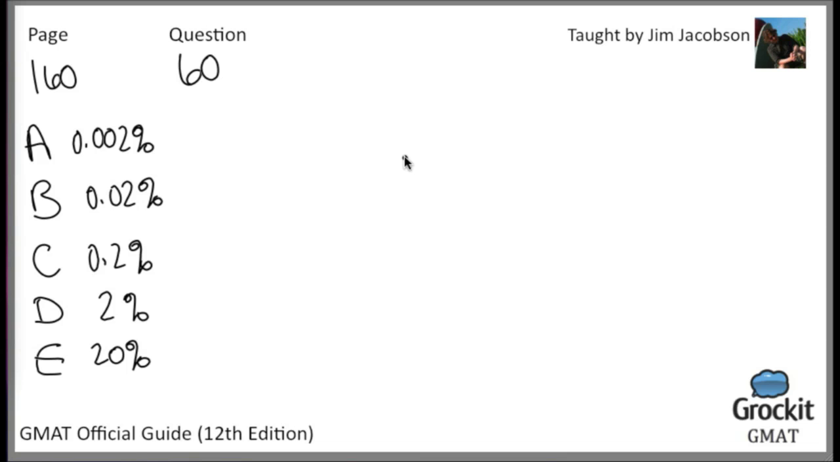So a glass was filled with 10 ounces of water, and 1/100th ounce of the water evaporated, 0.01 ounce of the water evaporated each day during a 20-day period. What percent of the original amount of water evaporated during this period? So we have 10 ounces of water and it loses 0.01 ounce per day for 20 days.